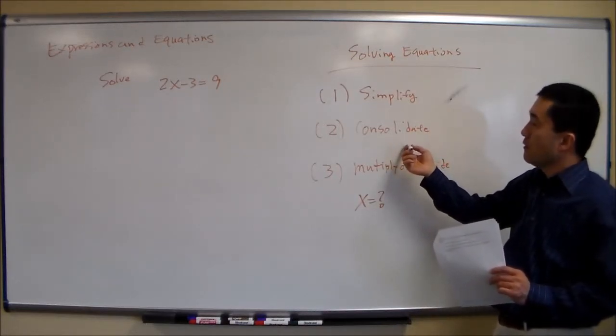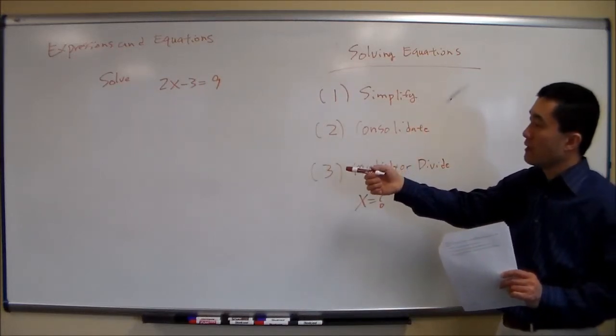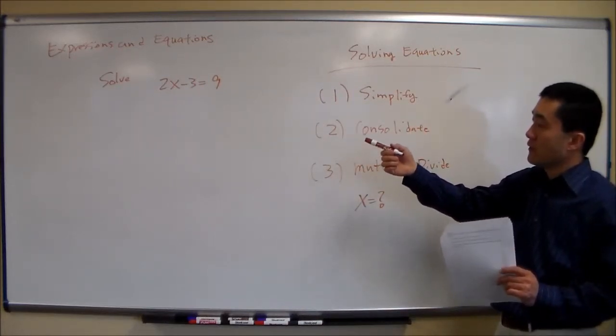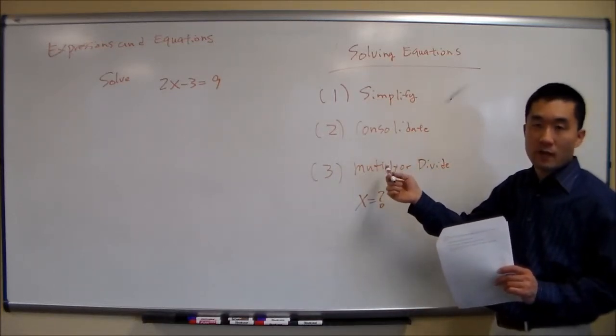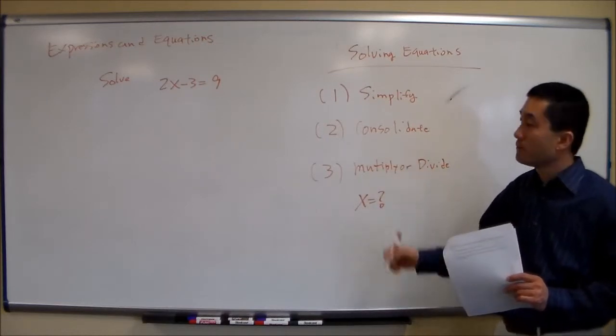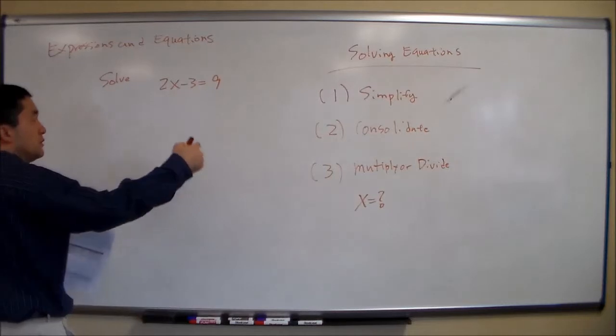Consolidate means that for this class, if I look at the left-hand side of the equal sign, all I want to see is variables. And to the right-hand side, to the right of the equal sign, what I want to see is just a number. So how do I consolidate? Well, you can do it looking at it one by one.